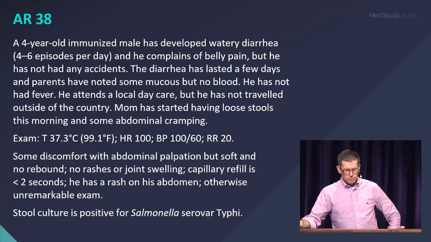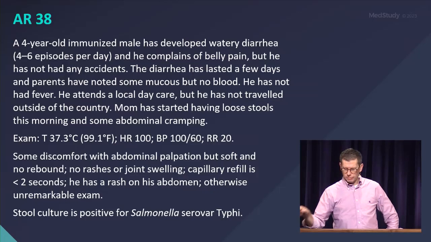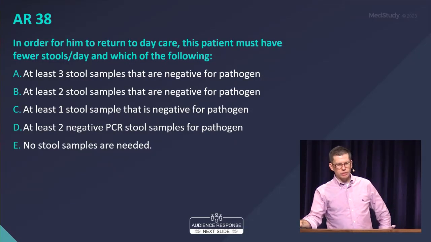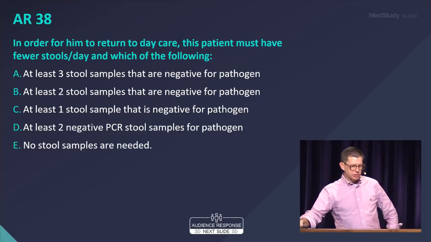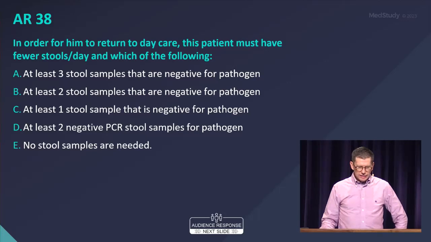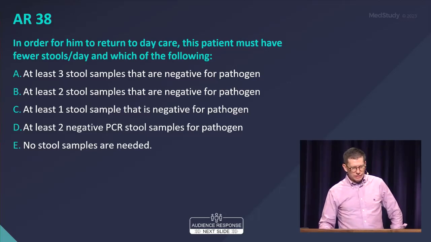There's some discomfort with abdominal palpation, but soft and no rebound, no rashes or joint swelling. Cap refill is less than 2 seconds. He has a rash on his abdomen, but otherwise unremarkable. Stool culture is positive for Salmonella typhi. In order for him to return to daycare, the patient must have fewer stools per day and which of the following? A, at least 3 stool samples that are negative, B, at least 2 stool samples that are negative, C, at least 1 stool sample that is negative, D, at least 2 negative PCR stool samples, or E, no stool samples are needed.